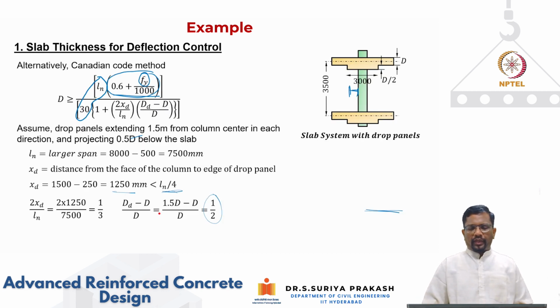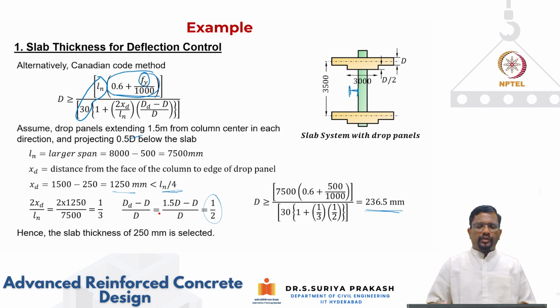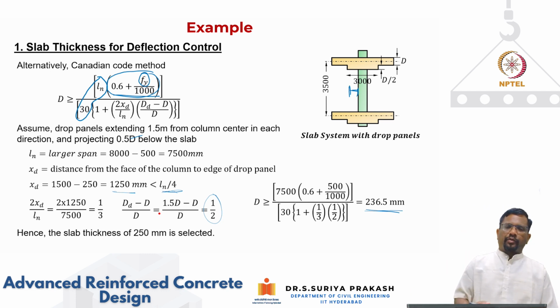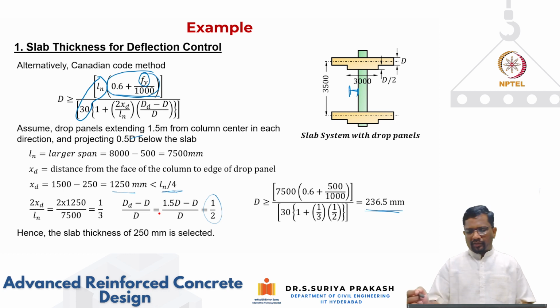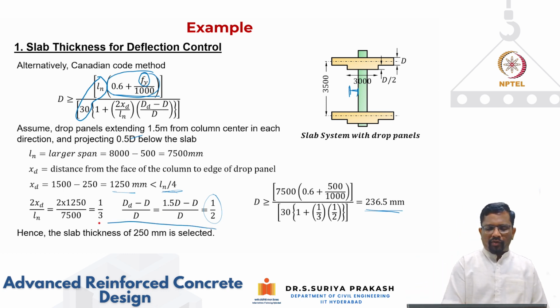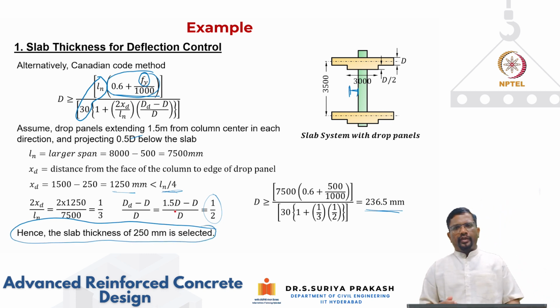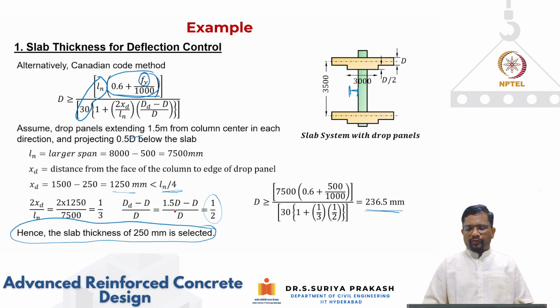So you can see we can take it like this. Including your clear cover requirement for slab, which is 15 mm plus some reinforcement cover, a good round number of 250 mm can be selected for this particular span. So 250 mm we have arrived at from the deflection control point of view.